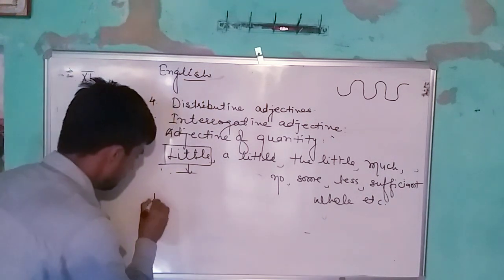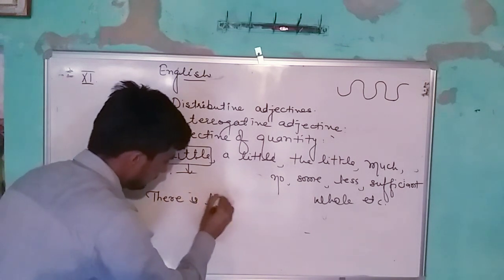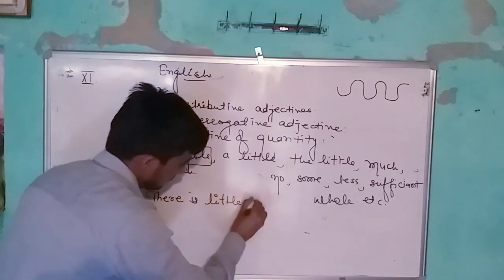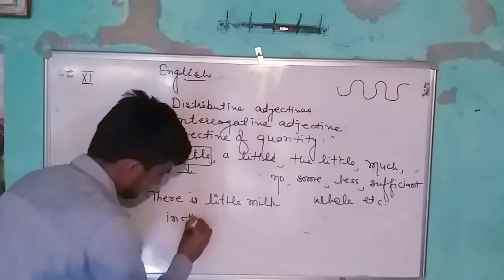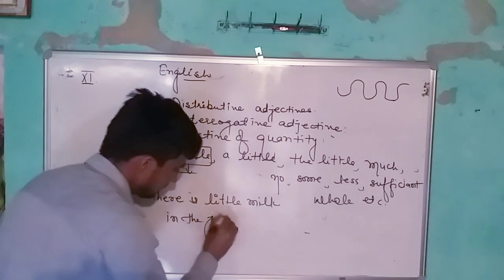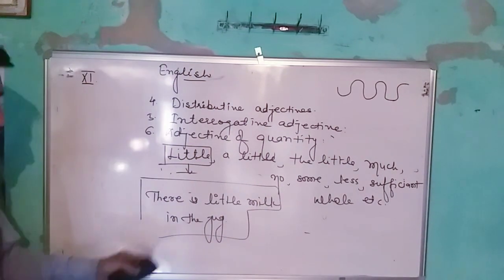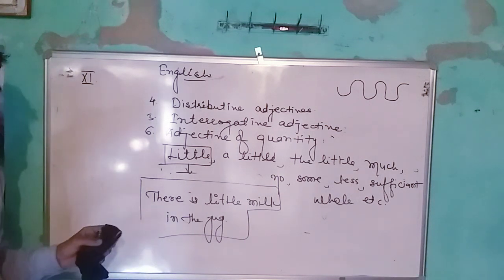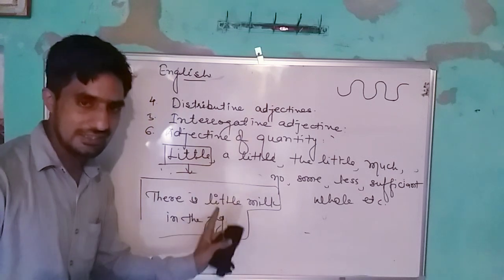For example, there is little milk in the jug. It means there is too little milk in the jug, not much, which is equivalent to nothing, so it is also used in the negative sense.